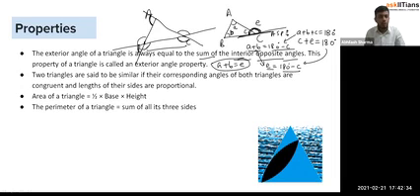Two triangles are said to be similar if their corresponding angles are congruent and the lengths of the sides are in proportion.